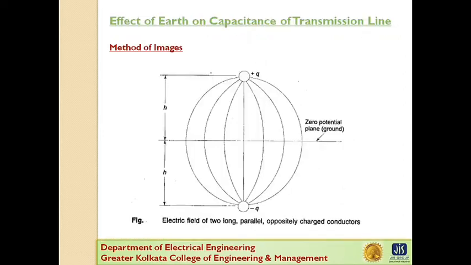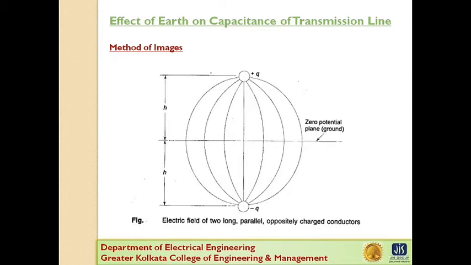Effect of earth on capacitance of transmission line. So far, in calculating the capacitance of transmission line, the presence of earth was ignored in our previous derivations. The effect of earth on capacitance of transmission line can be conveniently taken into account by method of images. The electric field of a transmission line conductor must conform to the presence of the earth below. The earth for this purpose may be assumed to be a perfectly conducting horizontal sheet of infinite extent, which therefore acts like an equipotential surface.